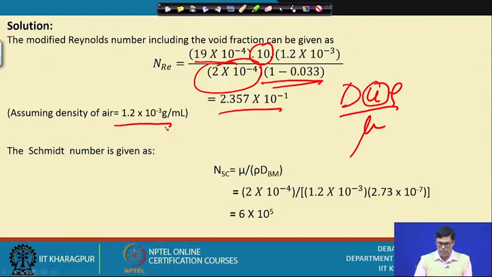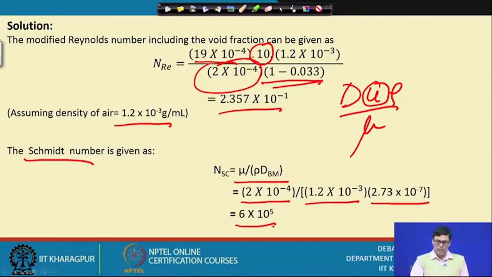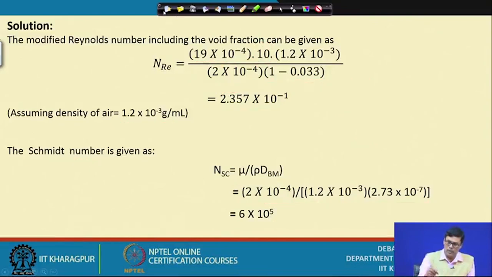assuming the air density is 1.2×10^3 gram per milliliter. Now, the Schmidt number is equal to mu by rho into D_BM. D_BM is the diffusivity of the air. Now, the mu value is given here. This mu is the viscosity of the air, rho is the density of the air, and the diffusivity of the air is given here. So, we can easily calculate the Schmidt number.